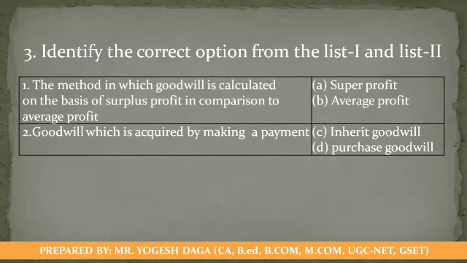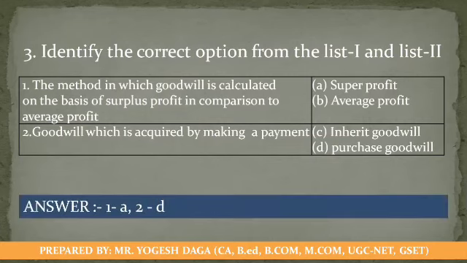Second, goodwill which is acquired by making a payment. If we make a payment and for that we are purchasing some goodwill, it is always known as purchased goodwill. So for the second, D is the correct option. So here is the answer on the screen. For the first, A is the perfect option, and for the second, D is the perfect option.